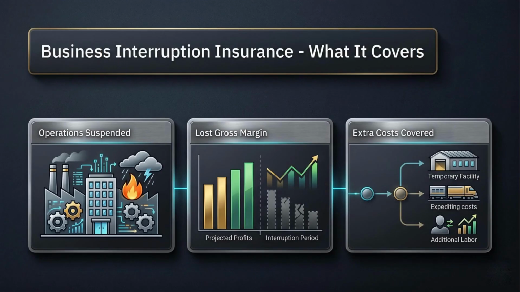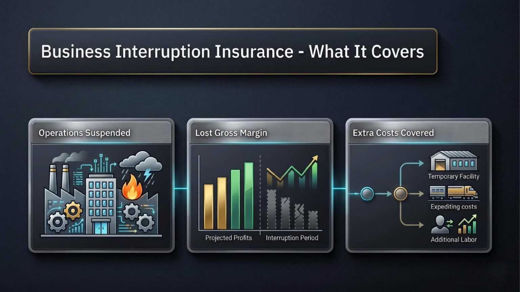Now let us discuss business interruption insurance. This coverage responds when operations are suspended or reduced because of a covered event such as physical damage to property. The policy may compensate the entity for lost gross margin, continuing fixed charges, or extra costs incurred to reduce the interruption. The key point is that business interruption insurance is not one generic recovery bucket.